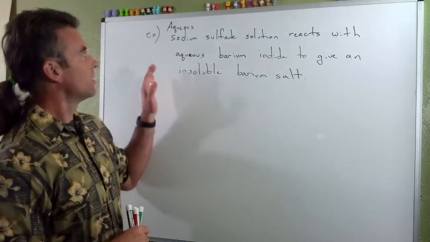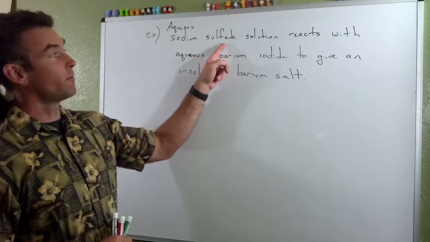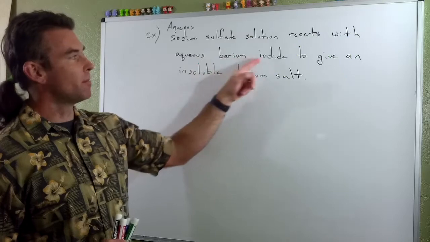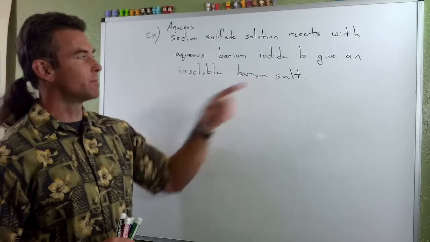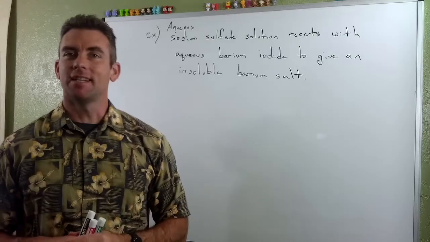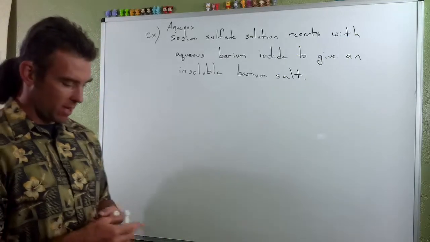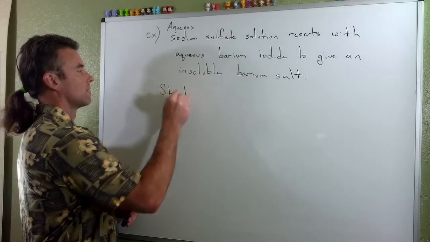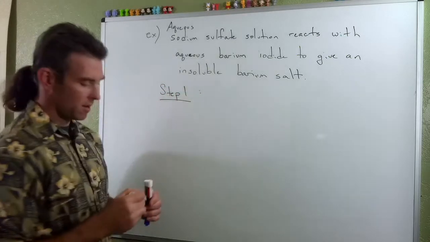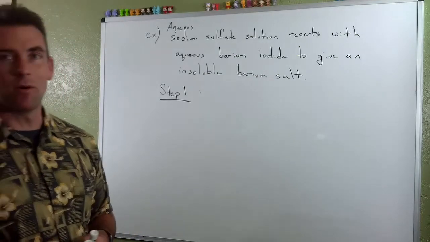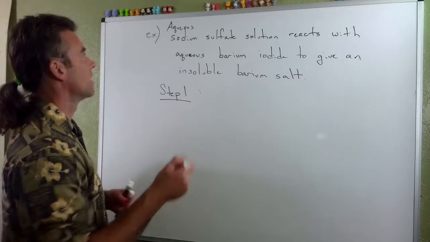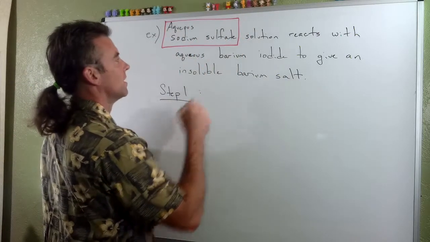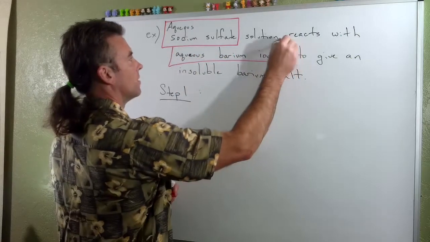Our final example here for a little while: aqueous sodium sulfate solution reacts with aqueous barium iodide to give an insoluble barium salt. So let's just kind of tackle things one at a time. First, we need to do step 1. We need to figure out what the formulas are for our different reactants. Our reactants are aqueous sodium sulfate and aqueous barium iodide.